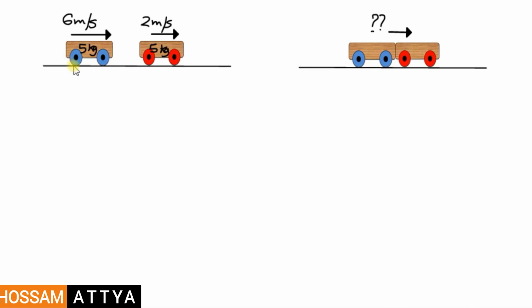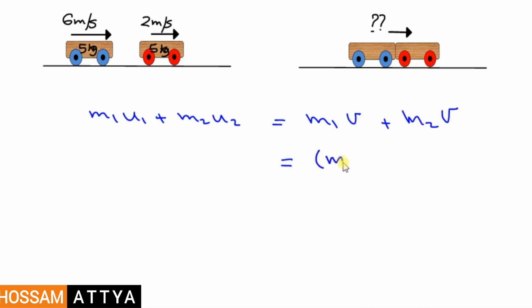Another example here, 5 kg traveling to the right by 6 meters per second hits another 5 kg traveling to the right by 2 meters per second, and both of them get stuck and move together as one. So according to our rule, m1u1 plus m2u2 equals m1v1 plus m2v2. But as we see here, the two bodies stuck together, which means that they are traveling by the same velocity in the same direction, so it's the same v.